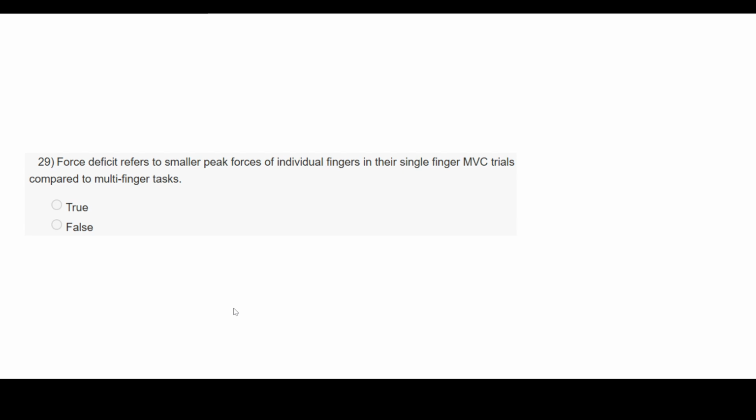Force deficit refers to smaller peak forces in the individual fingers in the single finger MVC trials compared to multi finger trials. Force deficit is actually the opposite. It refers to smaller peak forces in multi finger trials as compared to single finger trials. So this is false.